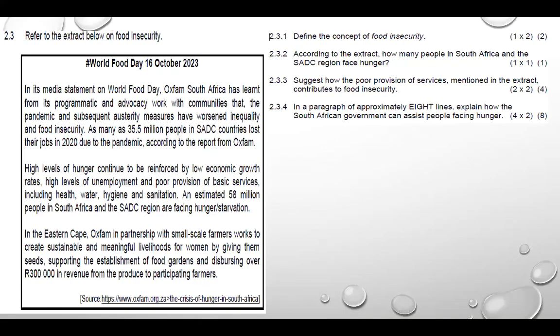Now let's look at this important concept as well. It's called food security, and food insecurity. You need to be able to define the concept of food insecurity. Every time you study food insecurity or food security, you must study them with each other. You must study food security with food insecurity and food insecurity with food security. So what is food security? It is when there is availability of nutritious food.